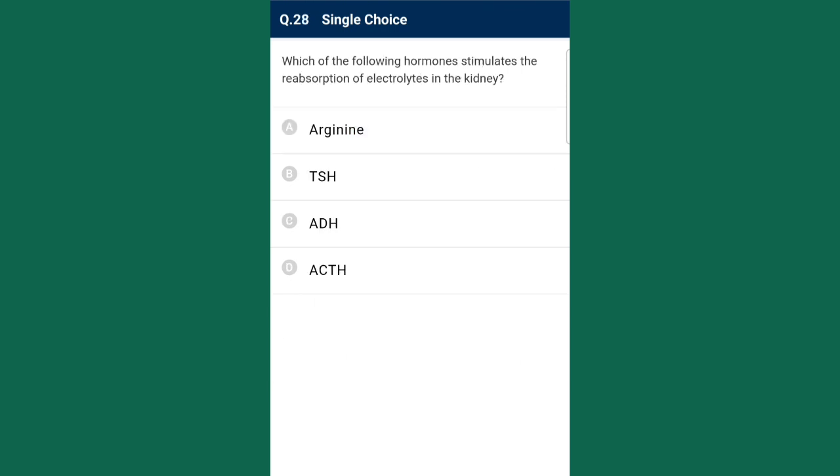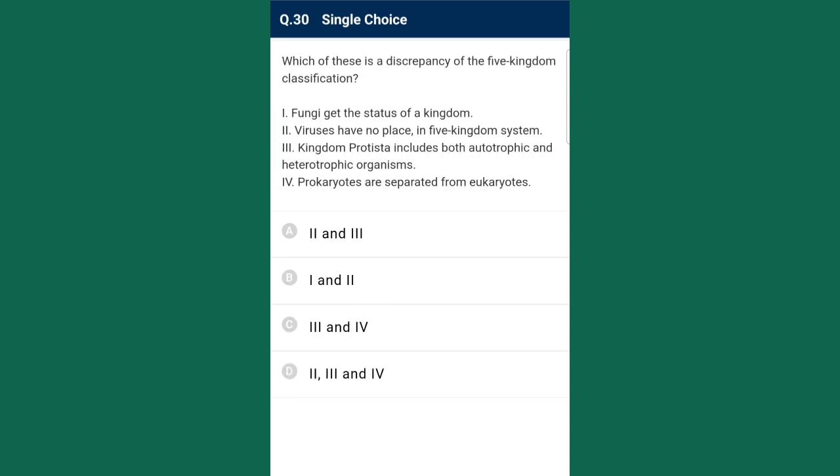Question number 28. Which of the following hormones stimulates the reabsorption of electrolytes in the kidney? ADH, antidiuretic hormone, stimulates the reabsorption of electrolytes in the kidney. So the correct option is C. Question number 29. Formation of acrosome is the function of. Acrosome is present on the sperm head and consists of hydrolytic enzymes.